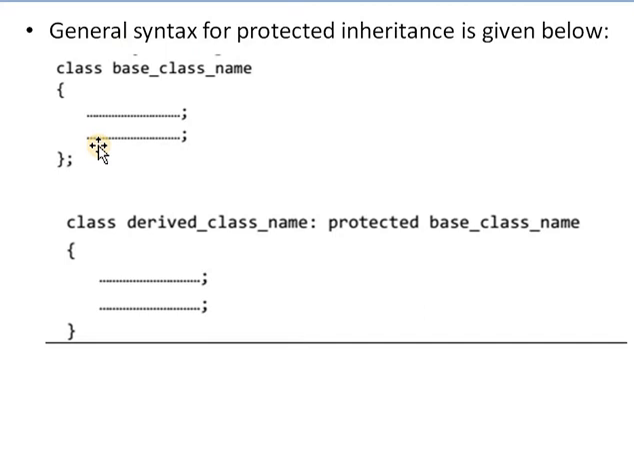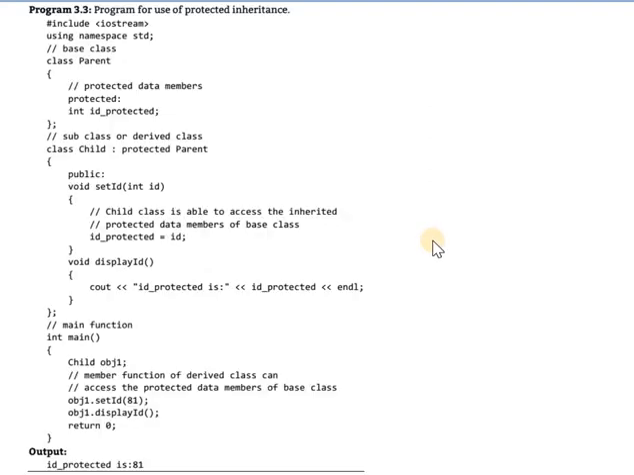There is a syntax for specifying the protected inheritance. First, we define the base class. After the base class definition is completed, we define a derived class. How to define a derived class? By using the class keyword, then the derived class name, then the colon operator, and after the colon operator we specify the protected inheritance by specifying the protected keyword, and after that the base class name. Here is a demonstration of protected inheritance. This example we will see afterward.